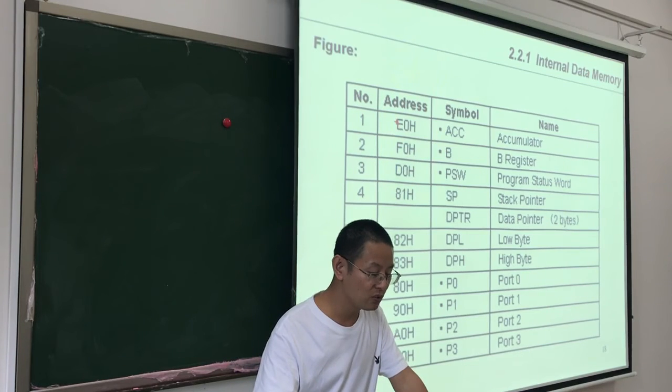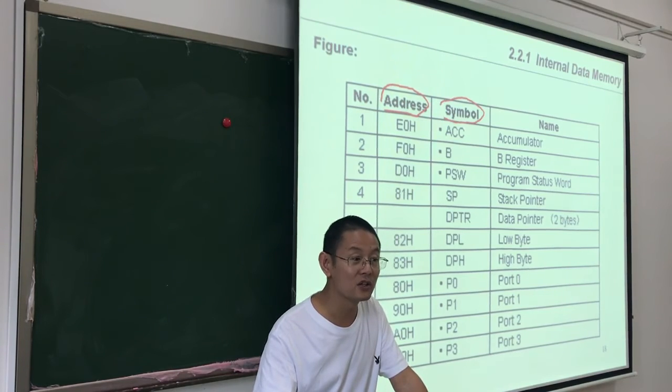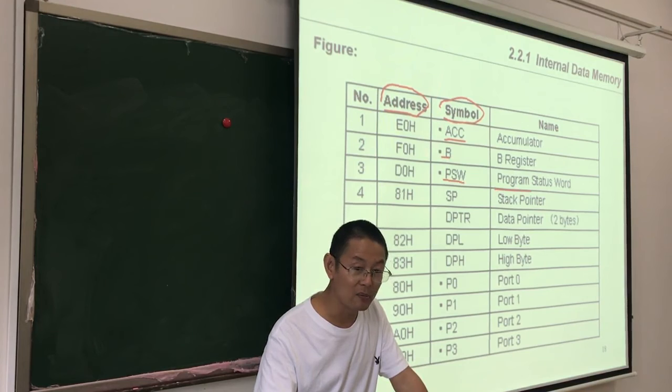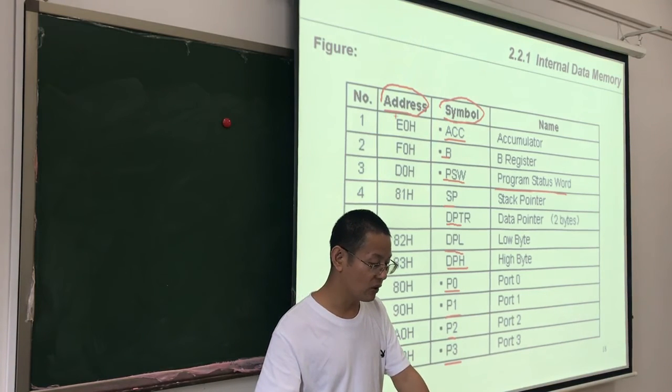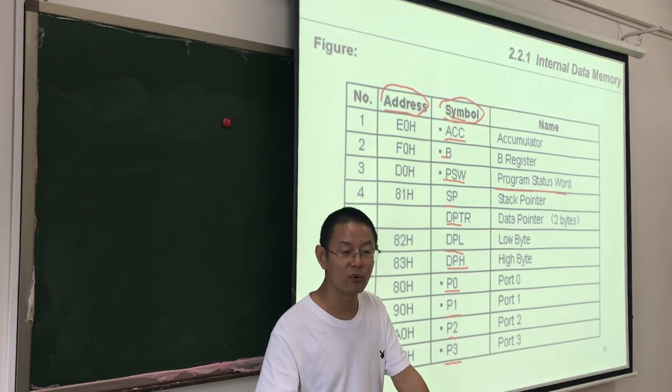We need to remember the address, but we can just use the symbol. You know the symbols: ACC, accumulator, B register, PSW, program status word, SP, stack pointer, DPTR, data pointer, DPL, low byte, DPH, high byte, P0, P1, P2, P3. We don't need to remember the address; we can just use the symbol when we program.